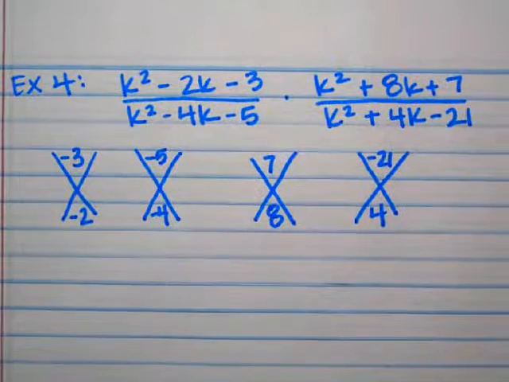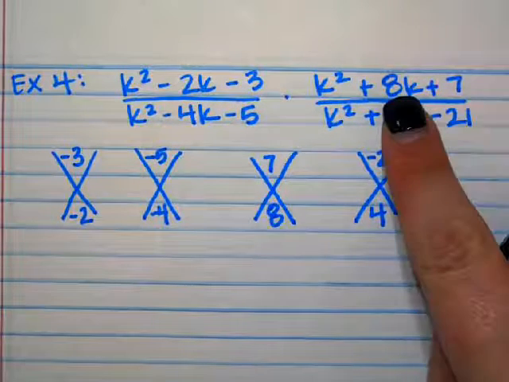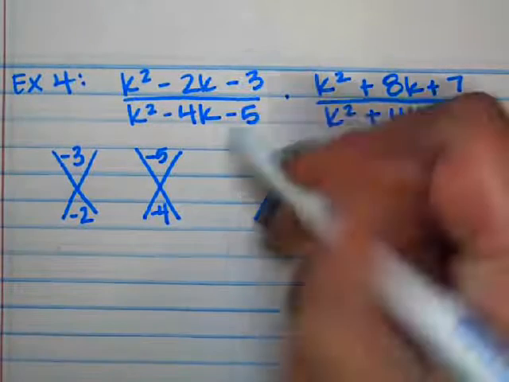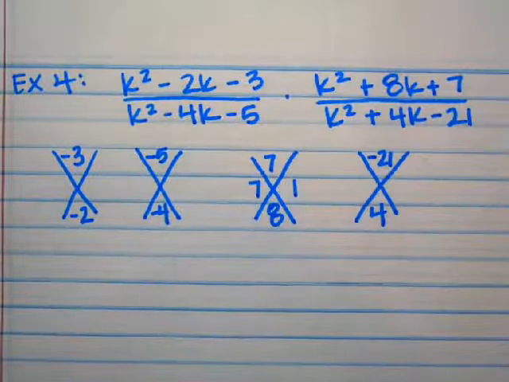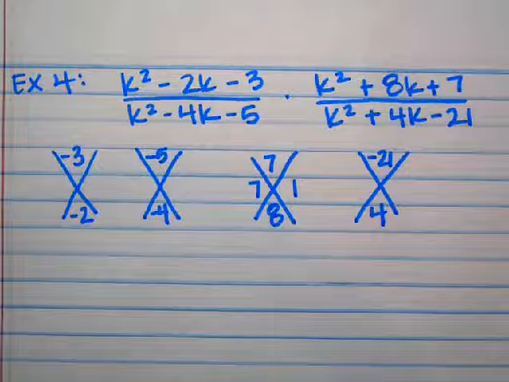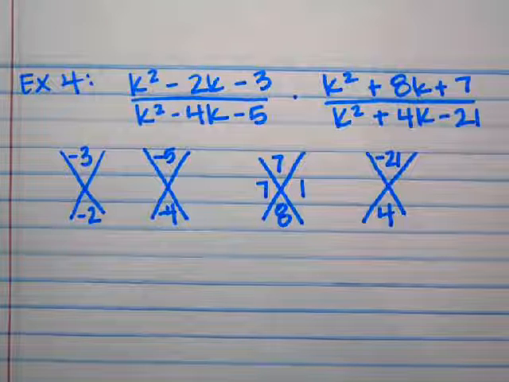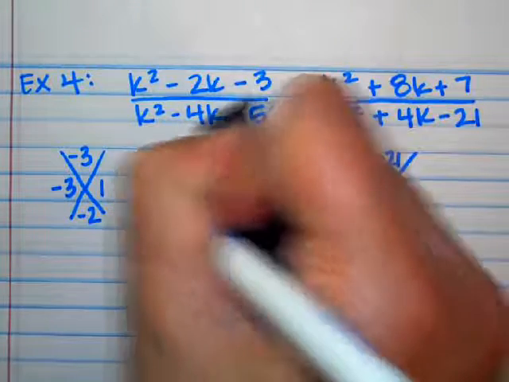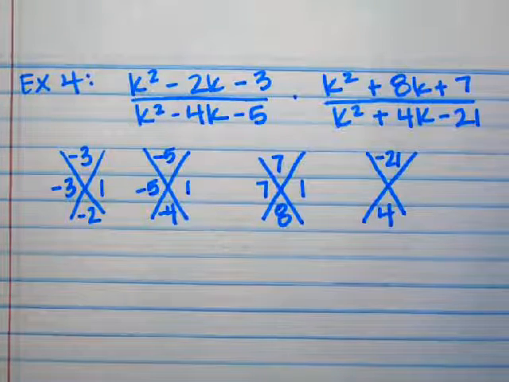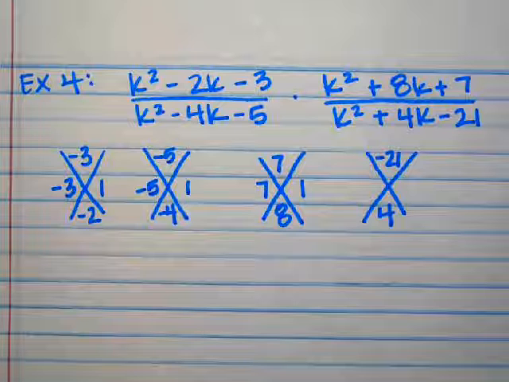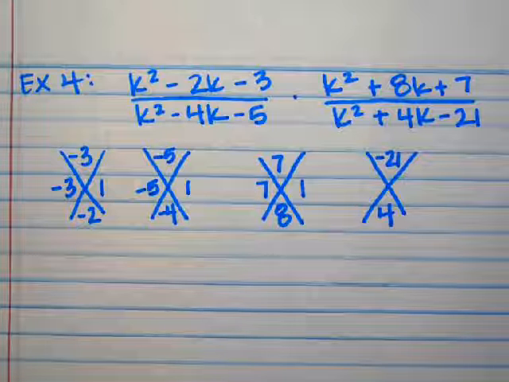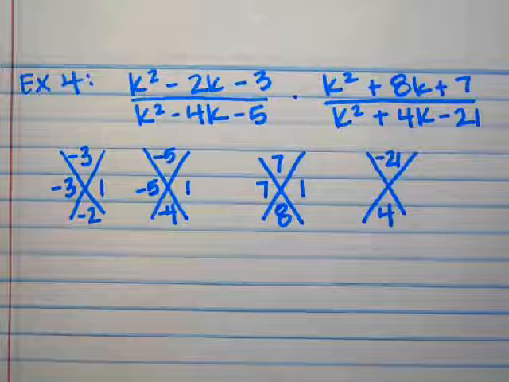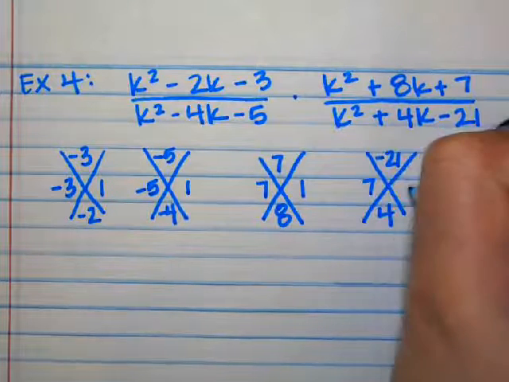Multiplies to 7, adds to 8. That's this one. It's not a decimal. 7 and 1. Okay, so we did that one. Anybody have any of the other ones? Yeah, I have -3 and 1, and then I have -5 and 1. Okay. Those are not answers. So we're going to need some numbers. 7 and -3 is a great answer.